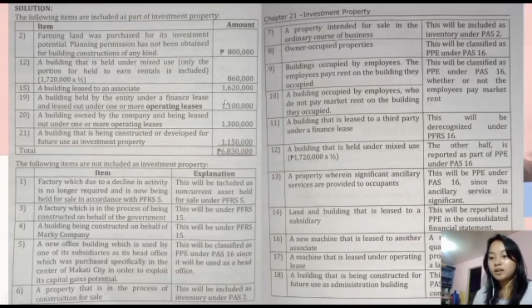So the rest of the entries do not belong to investment property. We have here the items and the explanation. So first is the factory, which due to a decline in activity is no longer required and is now being held for sale in accordance with PFRS 5. So due to the decline in activity and no longer being required, this will be included as non-current asset held for sale under PFRS 5.